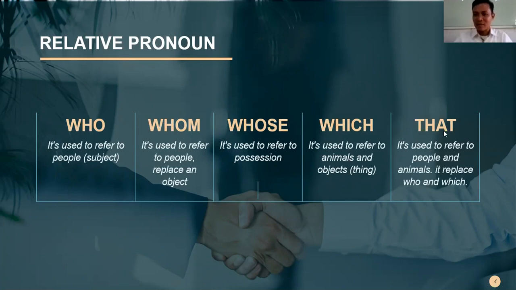And that, what is that? It is used to refer to people and animals, and it replaces who and which. Instead of using who, whom, whose, or which, you can use that. But there are some cases where you cannot replace who, whom, whose, and which with that. When that can replace them, we will study later on. I hope you understand.